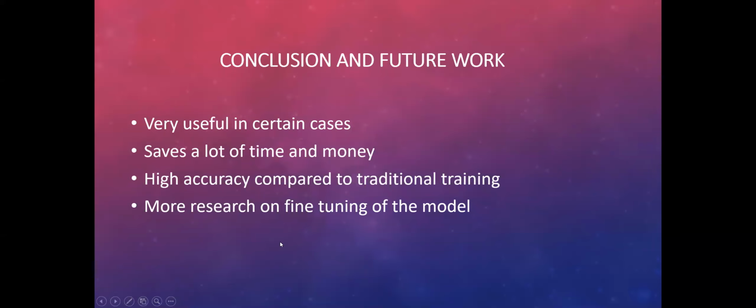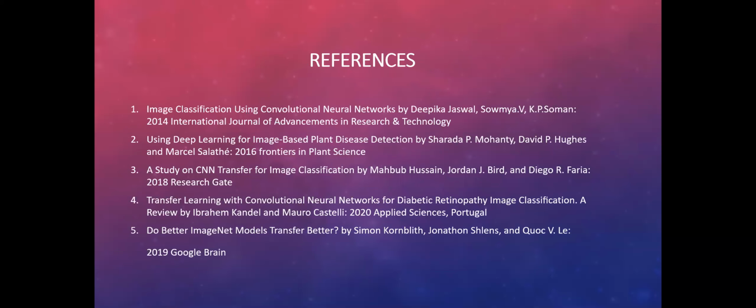In future work, more work might be required on the process of what parameters must be fine tuned. Should it only be the last layer with respect to the problem we're solving, or should I make any manipulations in the initial layers? These are the areas where more research is required on fine tuning. So that was about transfer learning, and these are the references used for the literature survey. Thank you.